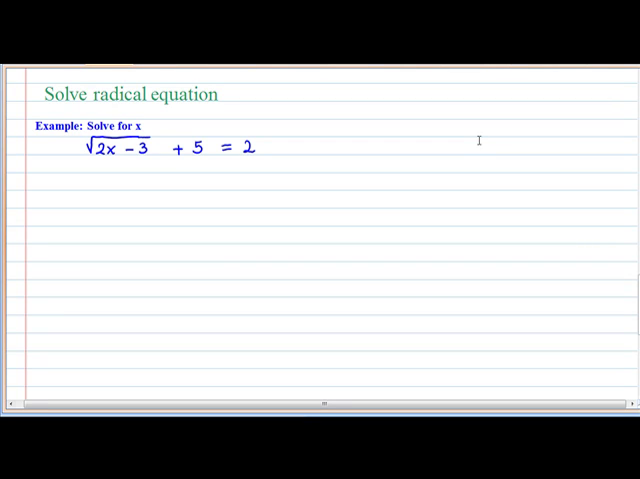In this video we're going to solve radical equations. A radical equation is an equation containing a radical, like for example the square root or cube root. That is called a radical.